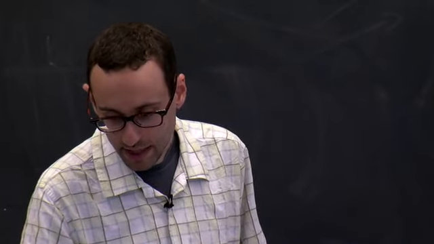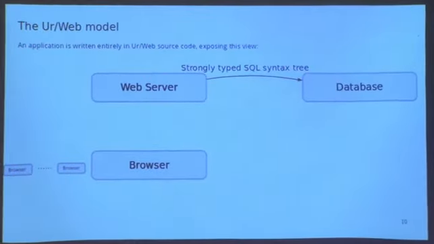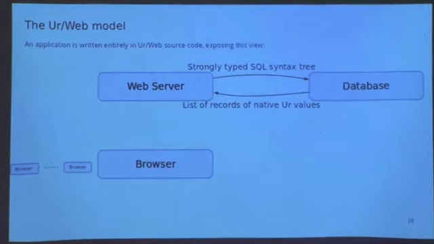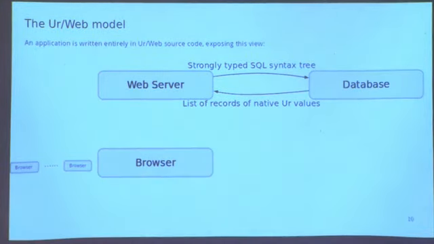And we have a database interface, which is accessed by the web server throwing queries at the database. And these are not just text in the Ur-Web model. They're strongly typed SQL syntax trees. And then the database will respond back with not text, but a list of records of native values in the programming language that we're working with. So we don't have to worry about incorrectly converting between strings and native representations or native representations in any other format that the database might traditionally be presenting to us.